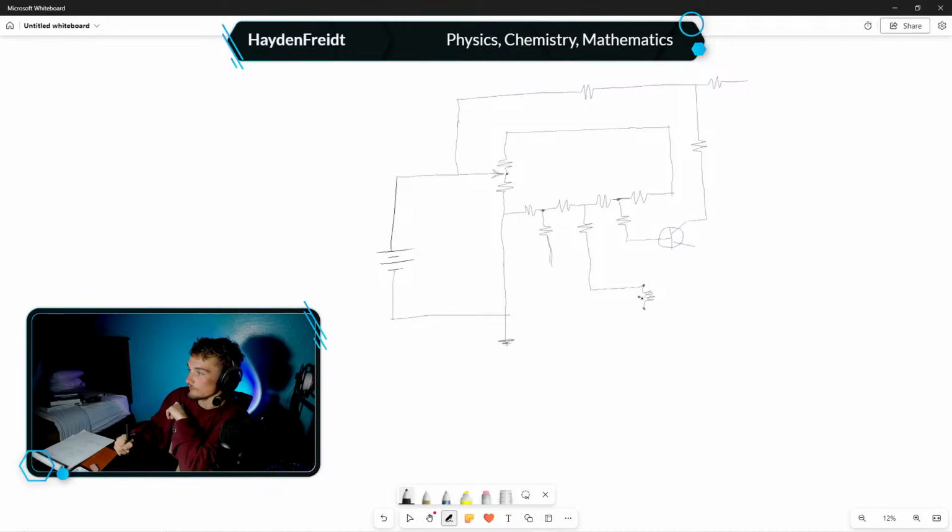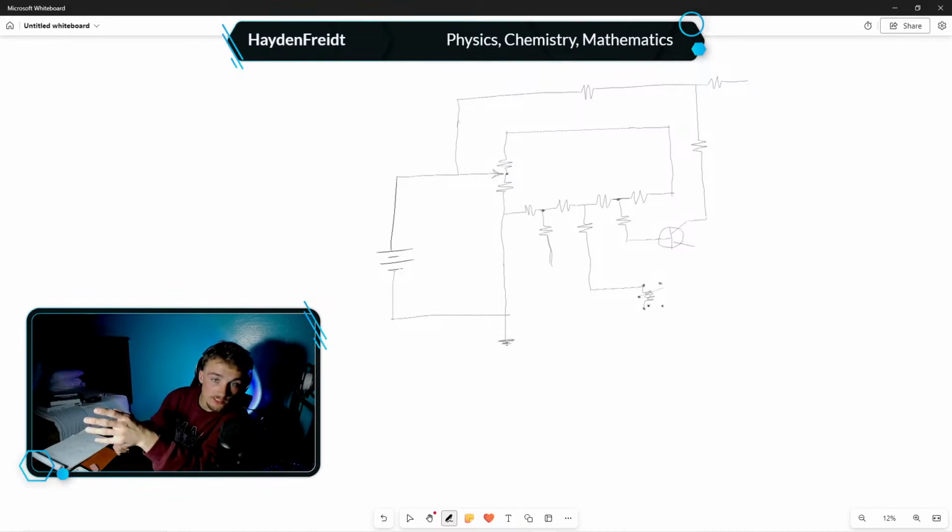This is the symbol for a relay. And the way the relay acts is that this side here is always closed until you activate the coil here, and then it's going to switch to this side.